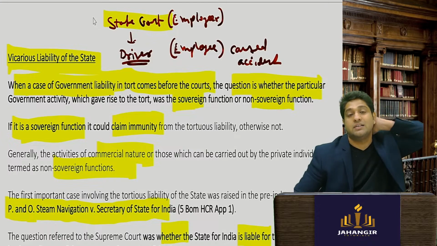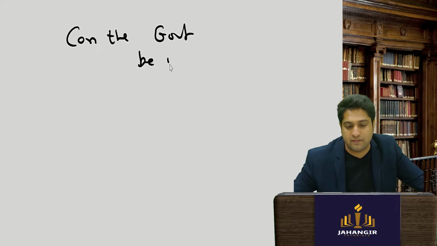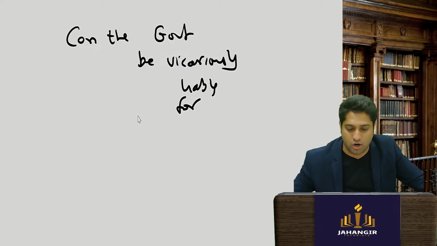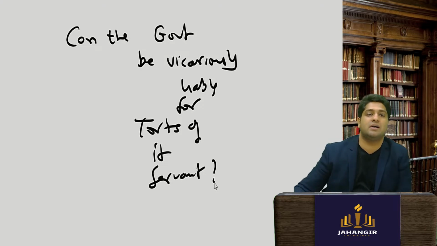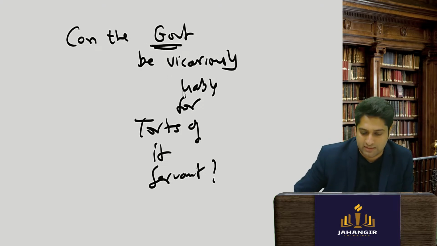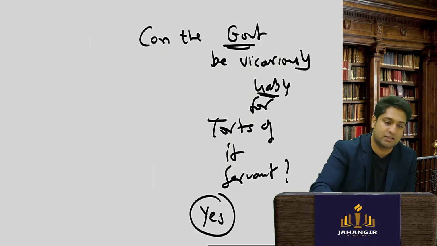Now listen to my question: can the government be vicariously liable for torts of its servant? So if any government servant has done something wrong, can the government be held liable? Yes or no? The answer is yes. So the government can be held liable for any wrong done by its servant. Let's see.